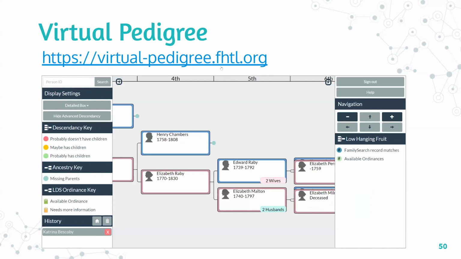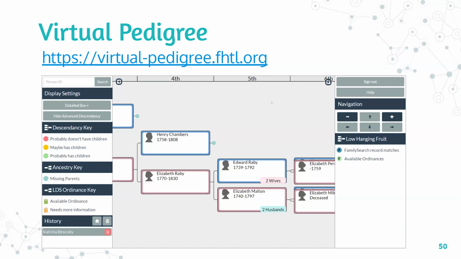Virtual Pedigree, made by the same department at BYU, the Family History Technology Lab. Here, you probably recognize this from before. The descendancy key will help you find people that probably don't have children, so you don't have to research them further, but verify it. I mean, you don't just want to rely on this completely without checking. But especially, it will tell you if it looks like somebody might have children or probably has children, or if their parents are missing, or if there are possible record matches that might give you more information. So go to this link if you're interested in trying out this tool, totally free.